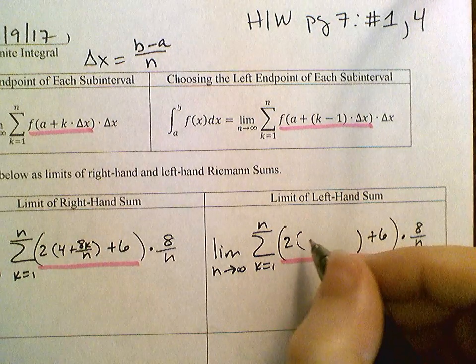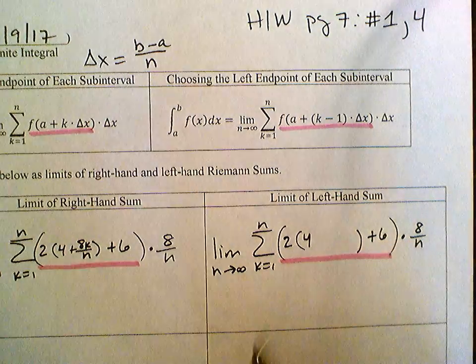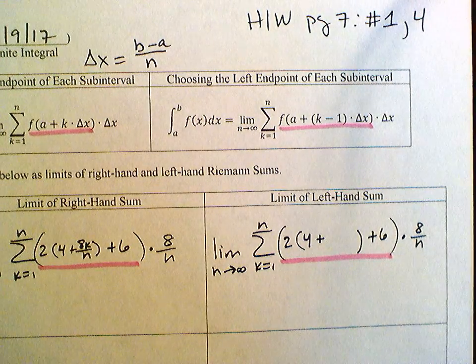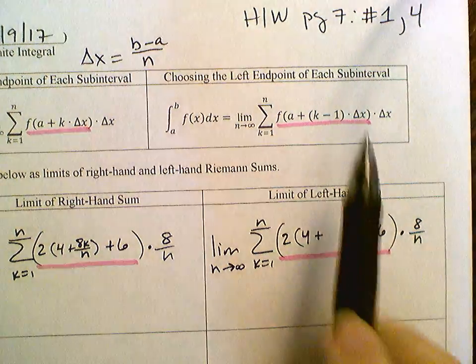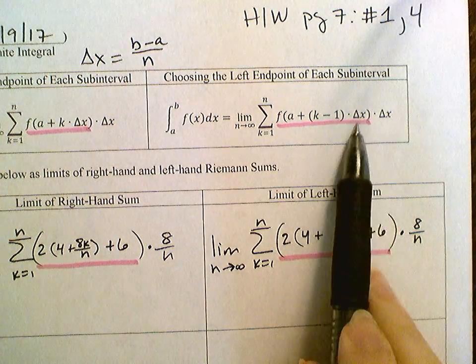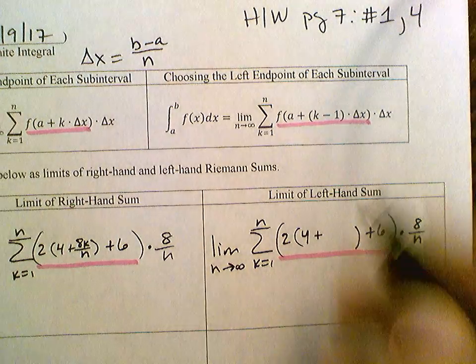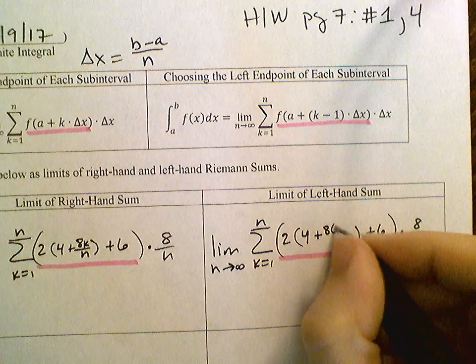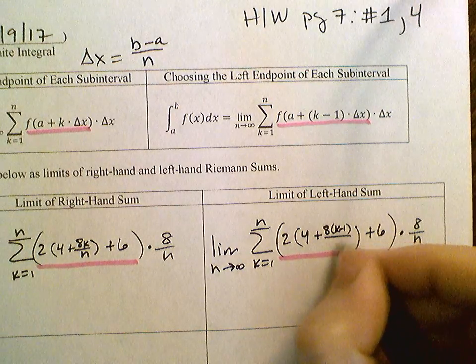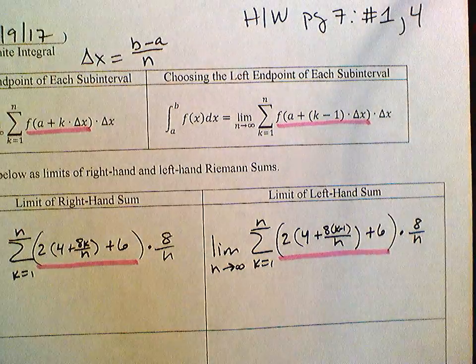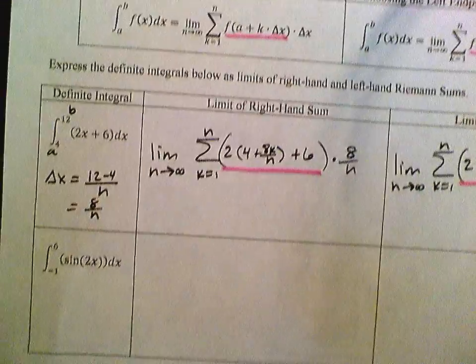Again, just like before, a, so our a was 4, plus, instead of 8k over n, we've got to do k minus 1 times delta x. Delta x we already know is 8 over n. So 8 over n times k minus 1. So we'll have 8 times k minus 1 over n. Okay, so there's that. Let's do it again. All right, you will get used to it.